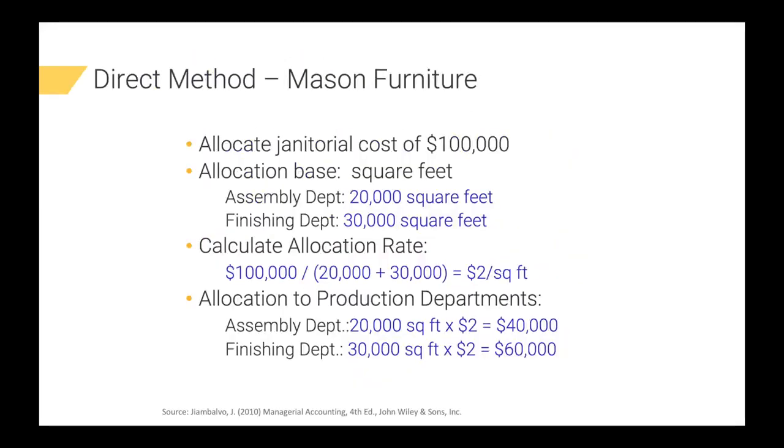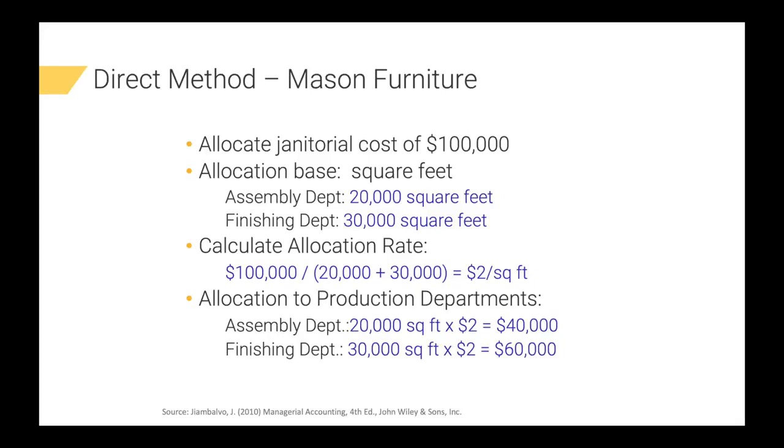Direct method. We would take Mason Furniture, for example. Allocate janitorial cost of $100,000. The allocation base is square feet. The assembly department is 20,000 square feet. The finishing department is 30,000 square feet. So we want to calculate the allocation rate. We have $100,000 divided by 50,000 square feet, which will be $2 per square foot.